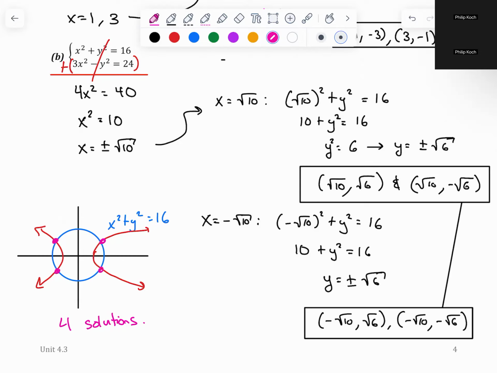Now, what in the second equation makes it not a circle? Because the x squared and the y squared make it... Excellent question. So why is the second equation not a circle as well?